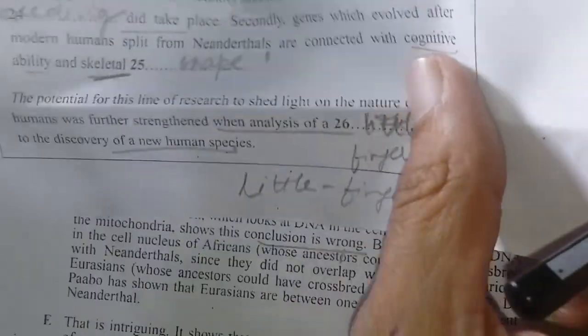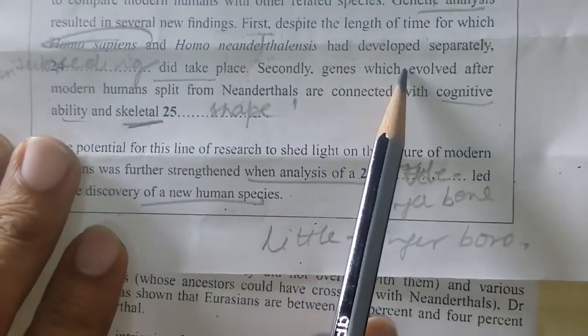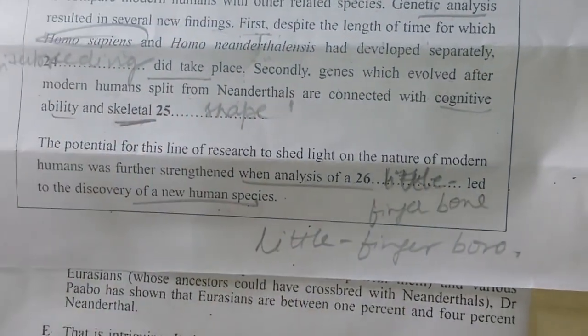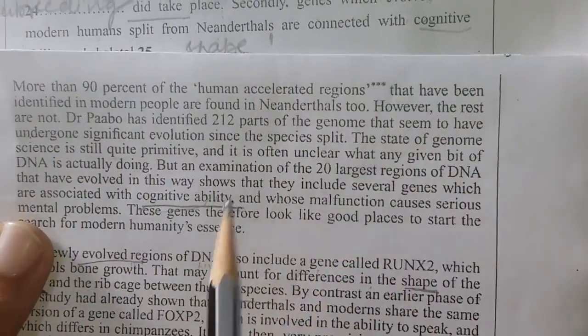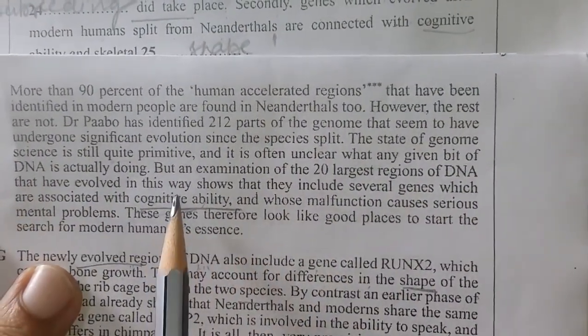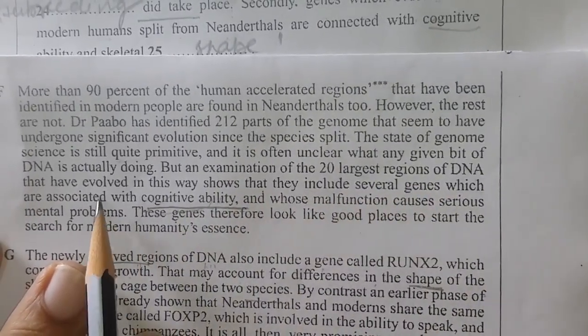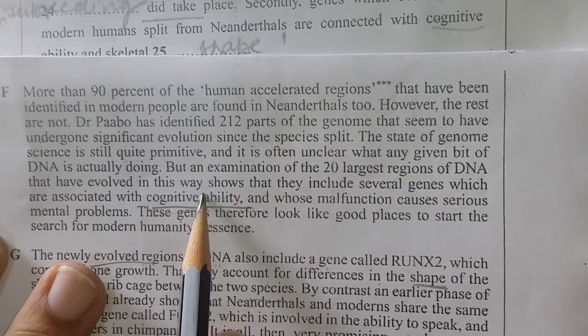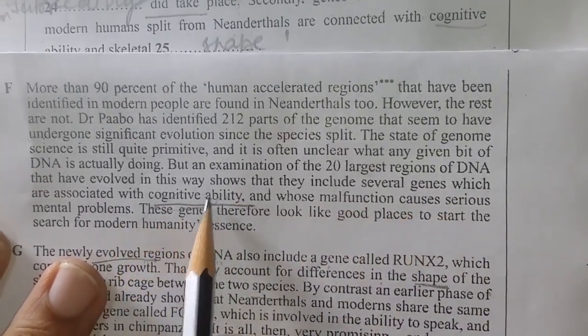Second, we went to the next point, that is we have to find the cognitive. And secondly, genes which evolved after modern humans split is there. Now let's go to the next part. Here the person is saying that an examination of the 20th largest regions of DNA that have evolved in this way shows that they include several genes which are associated with this.